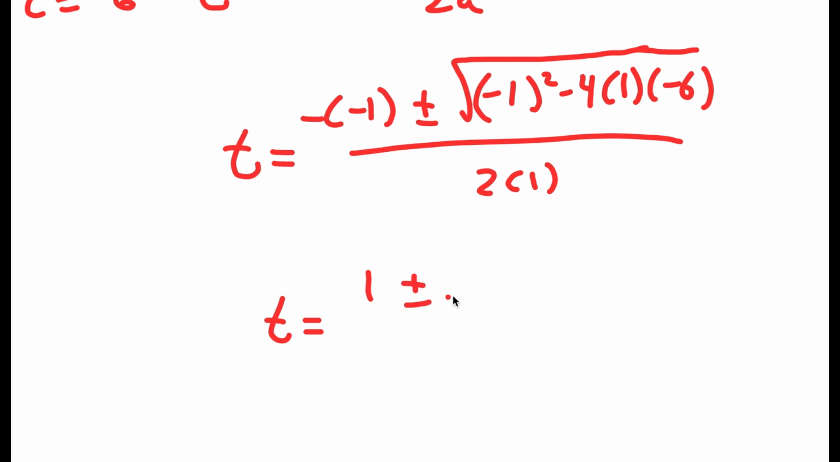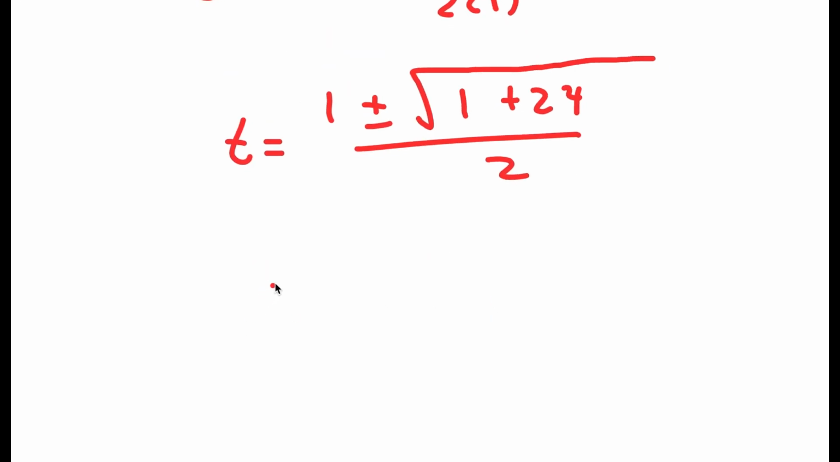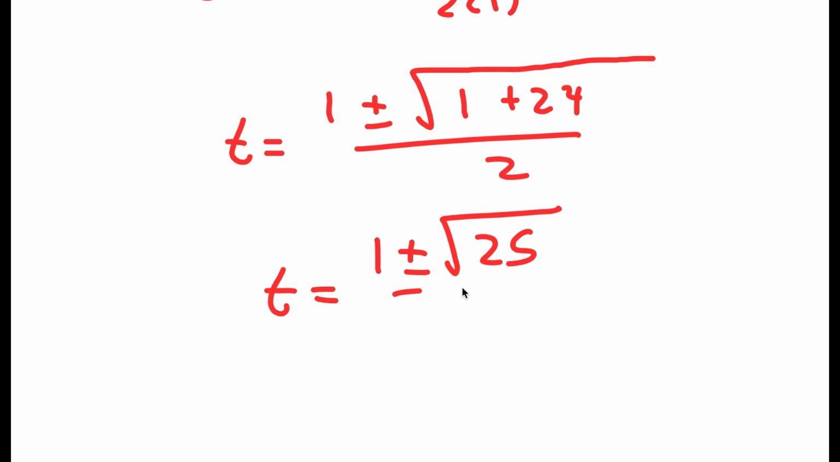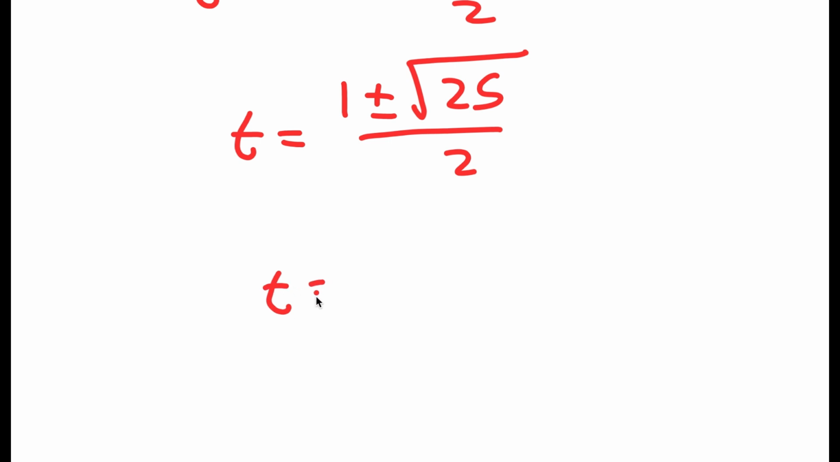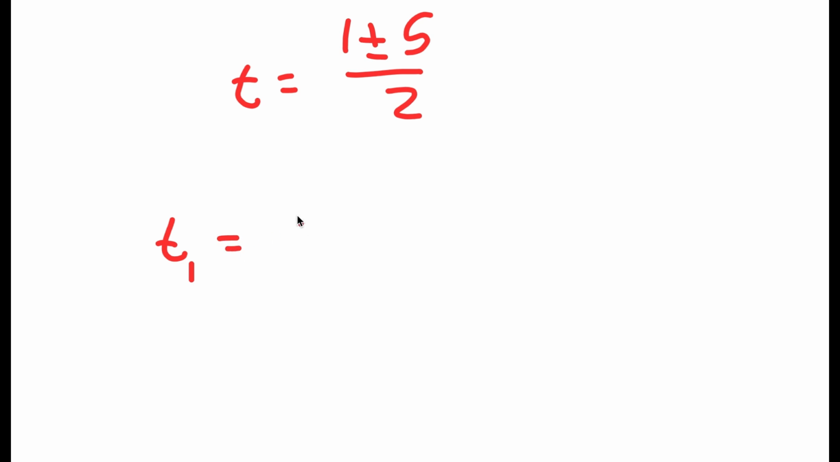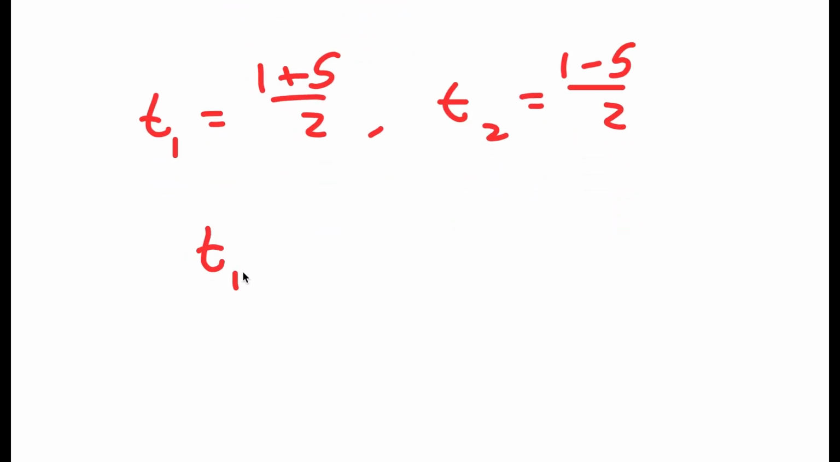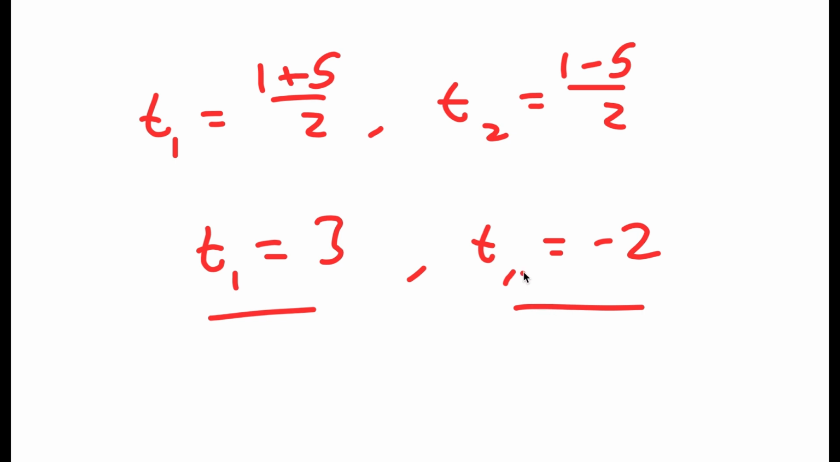And this is equal to 1 plus or minus the square root of 1 plus 24 over 2, which is equal to 1 plus or minus the square root of 25 over 2, which is equal to 1 plus or minus 5 over 2. So I have two values of t, 1 plus 5 over 2 and 1 minus 5 over 2. So I have 6 over 2, which is 3, and negative 4 over 2, which is negative 2. So these are my two values of t here.